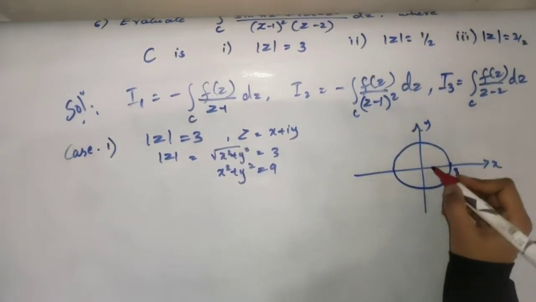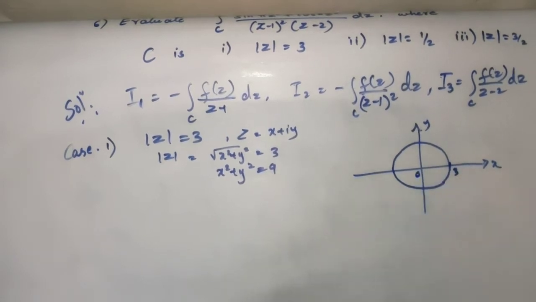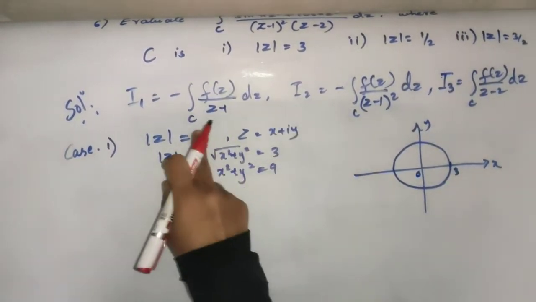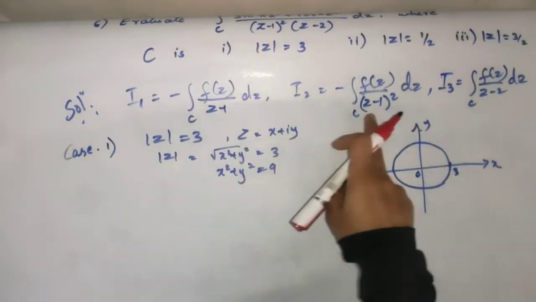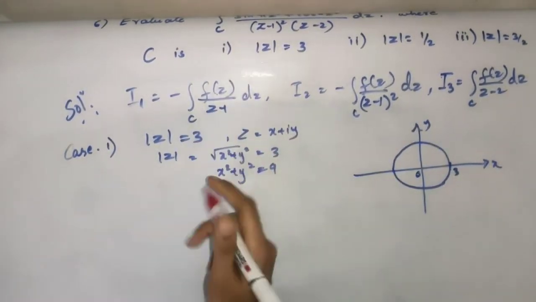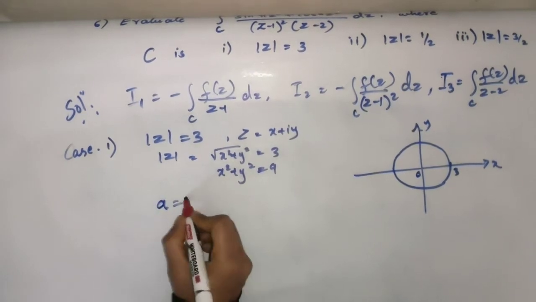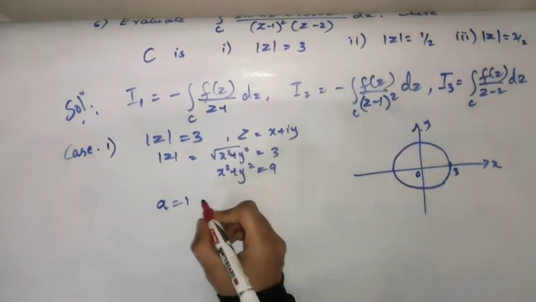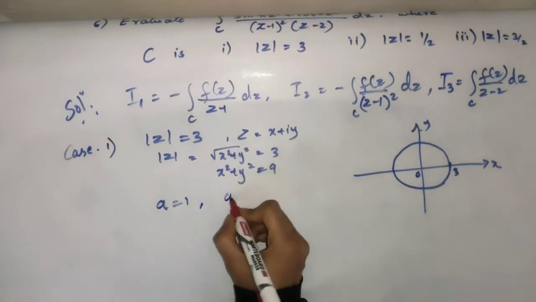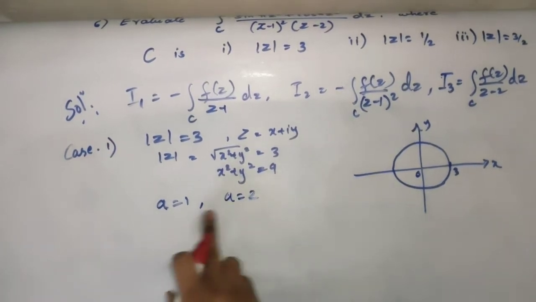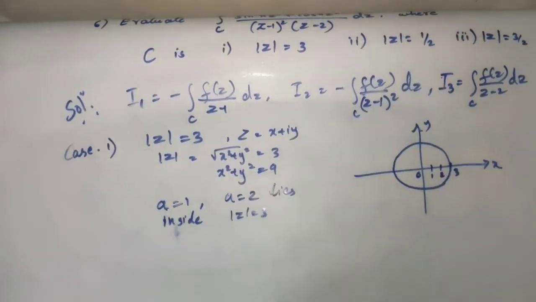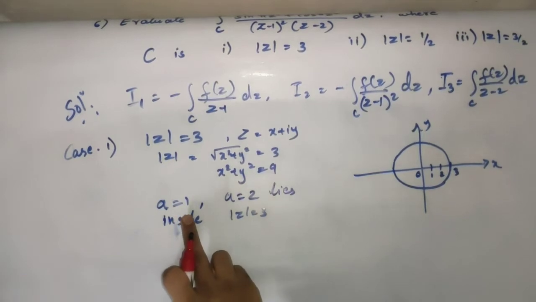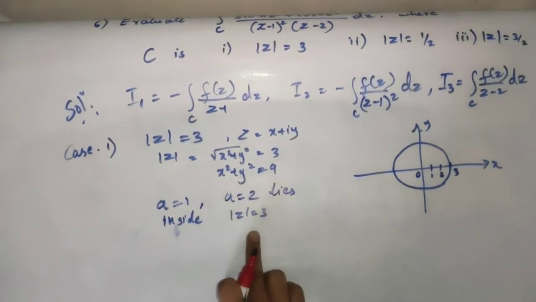Let us draw the circle. Say this is 3. Now, what are the values for I1, I2, I3? Look at the denominators of those. The denominator of I1 has a equal to 1. I2 also has a equal to 1, whereas I3 has a equal to 2. Now let us discuss the 2 points a equal to 1 and 2. You see 1 lies here, and 2 comes over here. So both the points a equal to 1 and a equal to 2 lie inside mod z equal to 3.